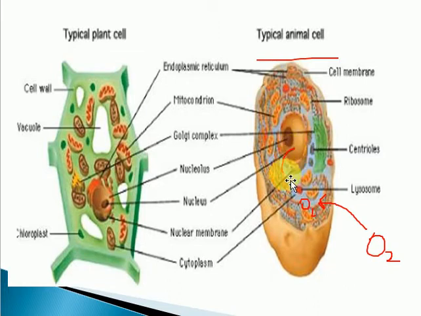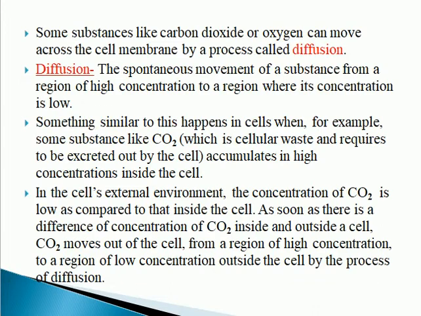Similarly, carbon dioxide is formed as the waste material inside the cell, so the concentration of carbon dioxide is more towards the inner side. So from high concentration, the carbon dioxide moves towards the outside where the concentration of carbon dioxide is low. So this is how the movement of carbon dioxide and oxygen takes place across the plasma membrane.